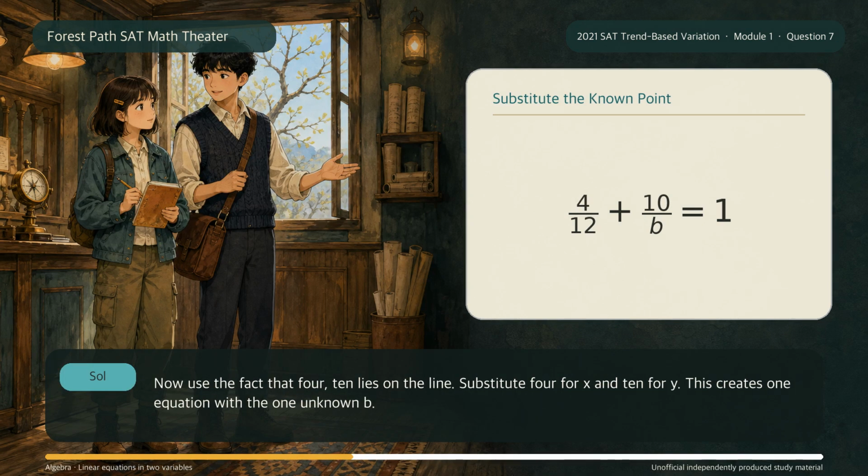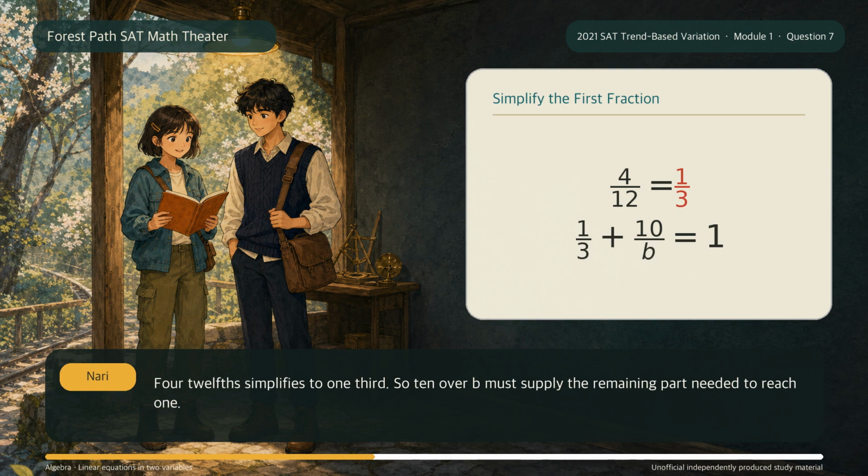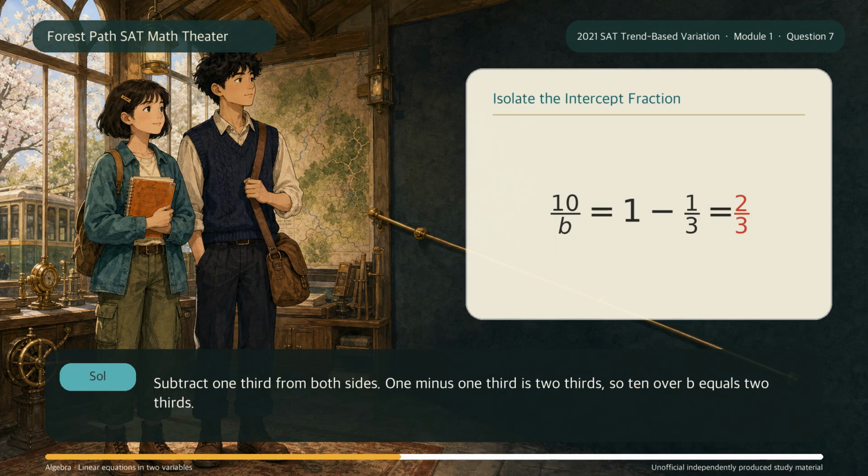Now use the fact that (4, 10) lies on the line. Substitute 4 for x and 10 for y. This creates one equation with the one unknown b. 4/12 simplifies to 1/3, so 10 over b must supply the remaining part needed to reach 1. Subtract 1/3 from both sides. 1 minus 1/3 is 2/3, so 10 over b equals 2/3.